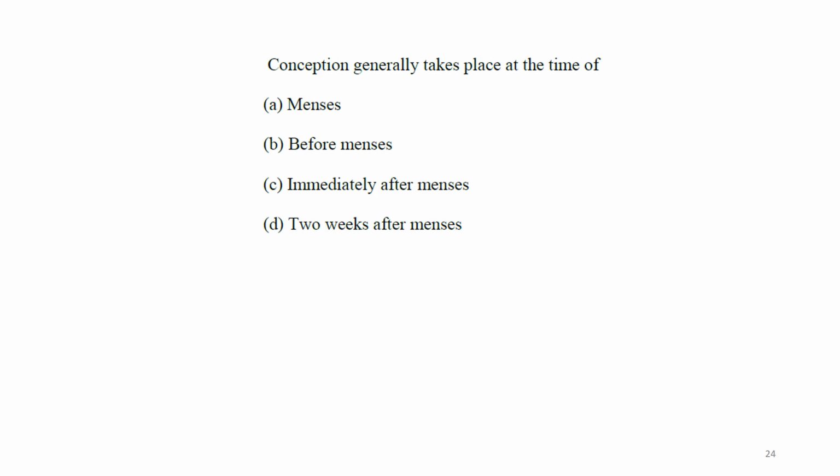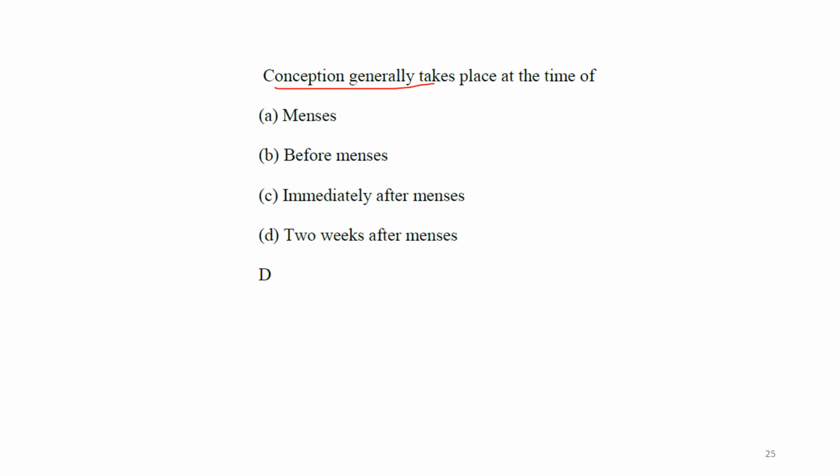Next, conception generally takes place at a time of menses, before menses, immediately after the menses, 2 weeks after menses. Okay, so conception generally takes place at 2 weeks after menses. Okay, so these are the most fertile weeks, after 2 weeks of menses. I mean, in that period conception is easy. Okay, so the answer is D.